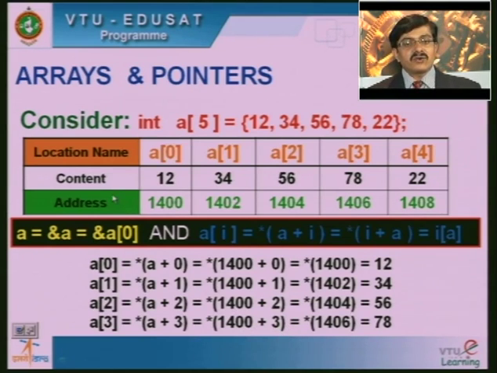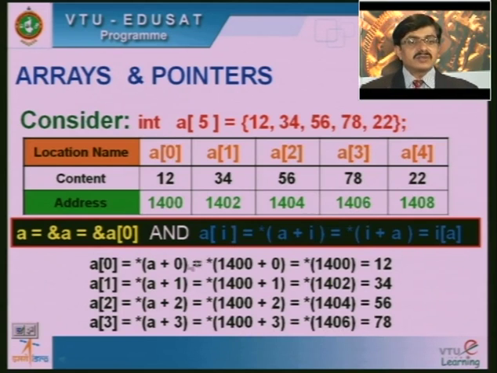In case it is a float, then this 3 will get multiplied by 4, because each floating point data will take 4 bytes of memory area. In case it is a character array, then the 3 will be multiplied by 1, because each element will take 1 byte of memory area. So here, where A is an array of integers, this 3 gets multiplied by 2. So, we get 1406. The value at 1406 that we get is 78.